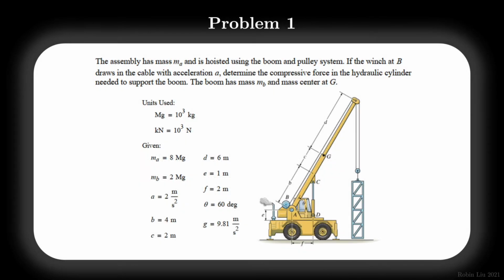The first problem states, the assembly has mass ma and is hoisted using the boom and pulley system. If the winch at B draws in the cable with acceleration a, determine the compressive force in the hydraulic cylinder needed to support the boom. The boom has mass mb and mass center at G.